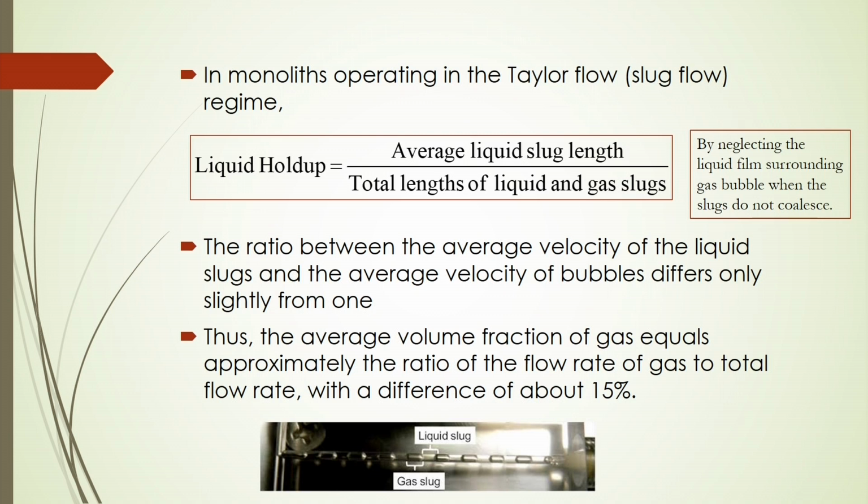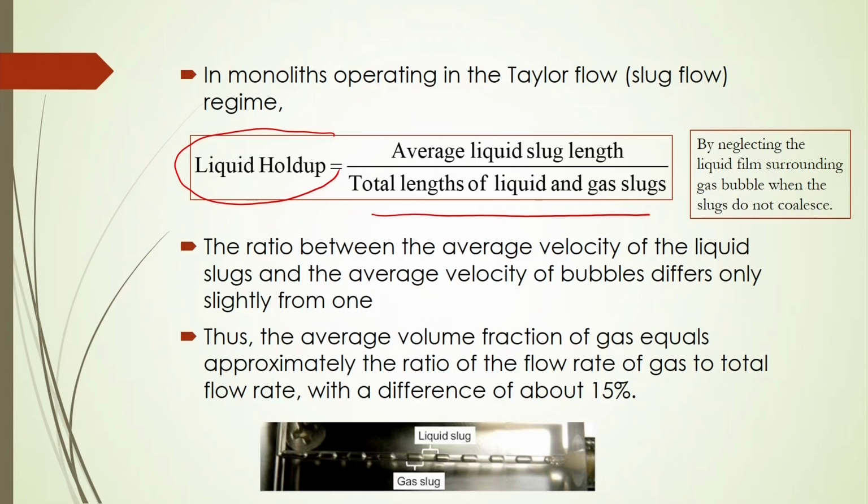In the monoliths operating in the Taylor flow, that is called slug flow regime, the liquid hold up you can calculate by this equation, where you can get it from the average liquid slug length and also the total lengths of the liquid and gaseous slugs. In this case you have to neglect the liquid film that surrounds the gas bubbles when the slugs do not coalesce. The ratio between the average velocity of the liquid slugs and the average velocity of the bubbles differs only slightly from 1 in the slug flow pattern in the monolithic channel.